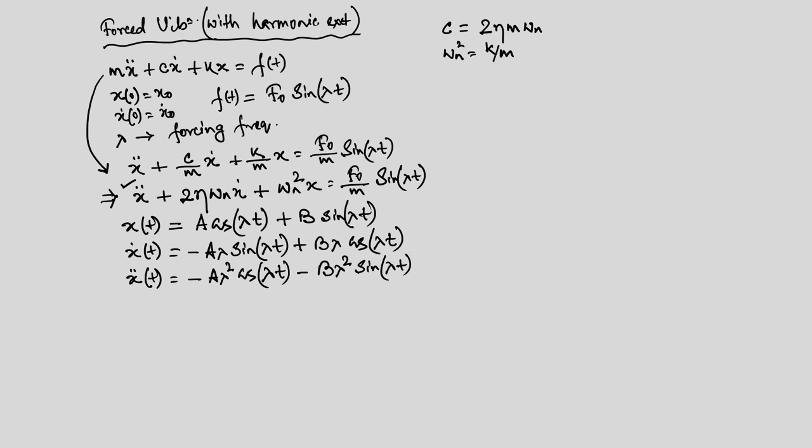Now, we can substitute these expressions in the original equation. So, what we get is, in place of x double dot, we write minus A lambda square cos lambda t minus B lambda square sin lambda t.